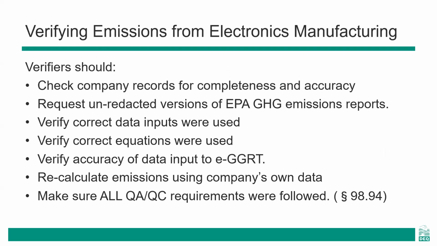To verify greenhouse gas emissions from electronics manufacturing, ensure company records are complete and accurate. Request an unredacted version of the EPA GHG emissions report. Verify correct data inputs and equations, and ensure all QA/QC requirements are met. Recalculate emissions using the company's own data to confirm accuracy.